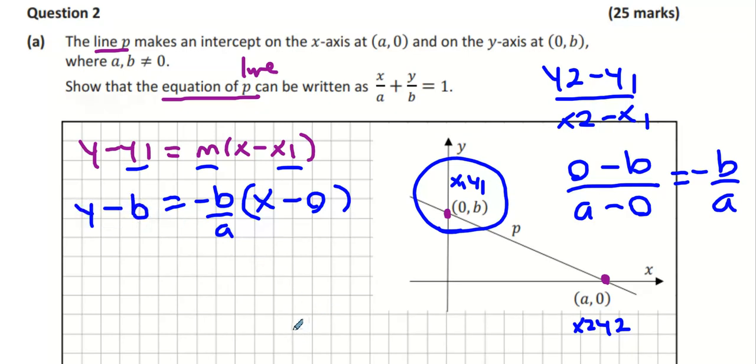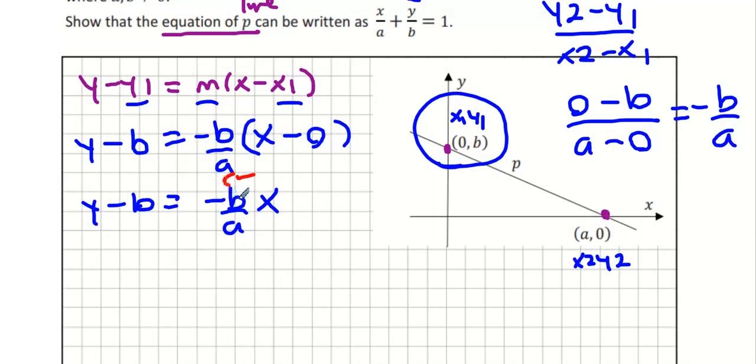Now, what we're going to do next is a tough one. I'm going to get y minus b equals minus b over a times x. Happy days. Now, if we look at the question, it wants x and y over one side and the number on the other side. So I'm going to move x and y onto one side. This one has an x, so it's going to go left, and b doesn't have an x or a y, so it's going to go right. So I'm going to get b over a x plus y equals b.